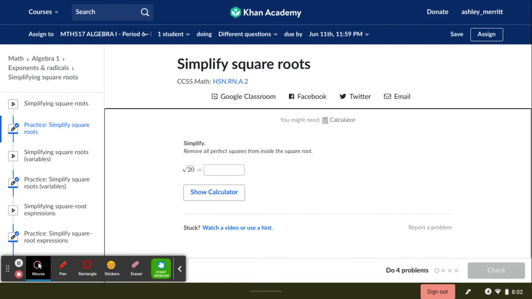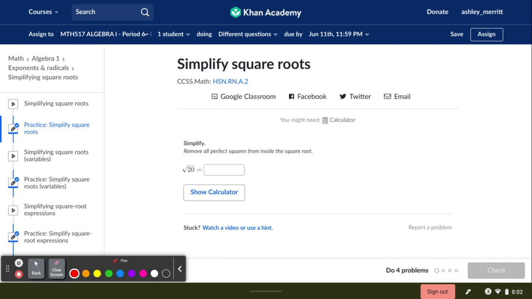All right, so here are some examples of me simplifying square roots. What we're going to do when we're simplifying square roots of non-perfect squares is pull out all the perfect squares inside the radical. Now, perfect squares are numbers that we can square root and get an integer.